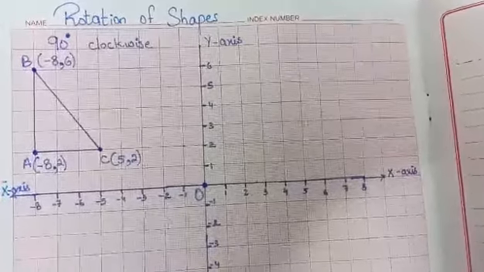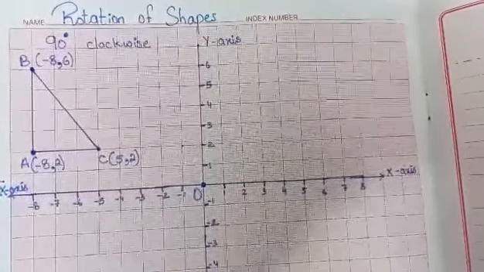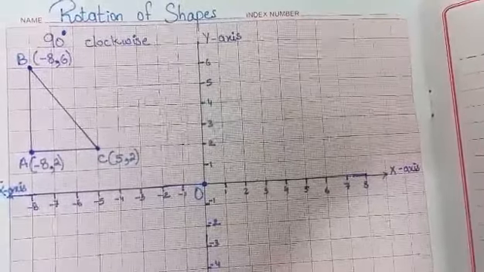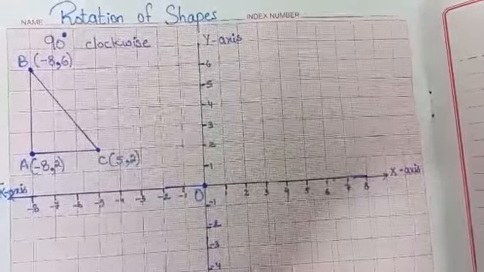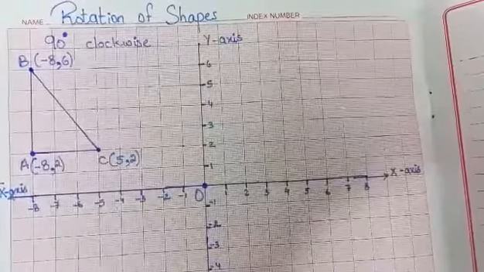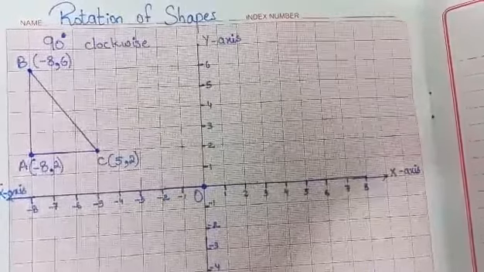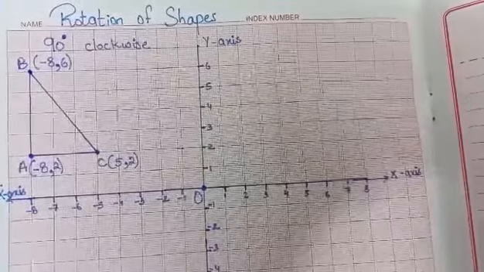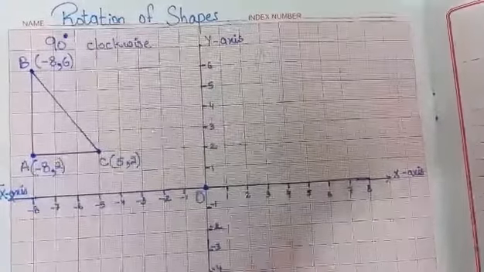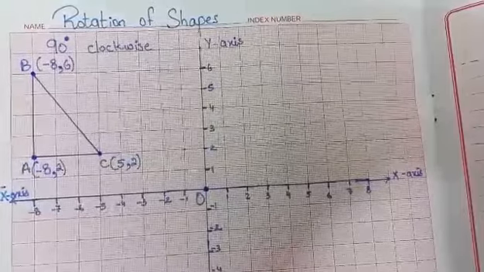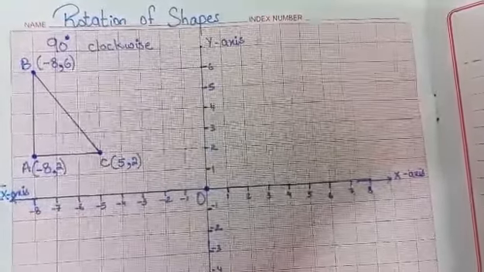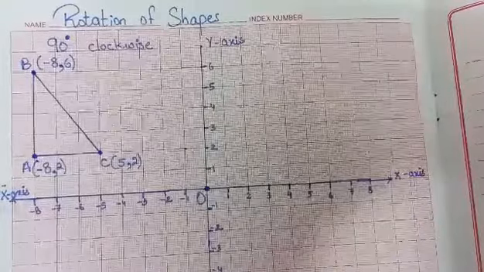Today we are going to study about the rotation of shapes. Rotation is done in four types. First one is clockwise. It has two things, 90-degree clockwise or 180-degree clockwise, and second thing is anti-clockwise. Same, 90-degree anti-clockwise and 180-degree anti-clockwise. Today we are going to study about 90-degree clockwise rotation.